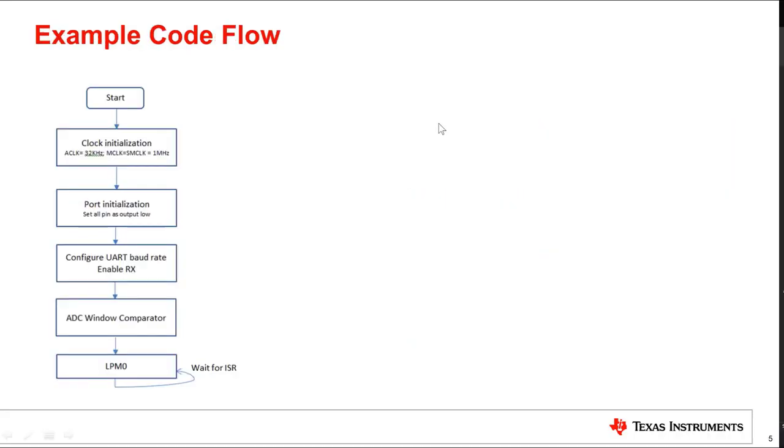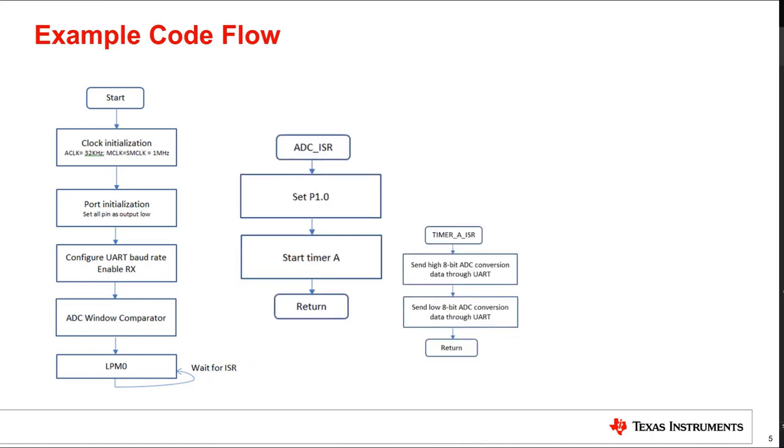Here you can see the basic example code flowchart. In the main program, after some initialization, the microcontroller enters a low power mode and waits for an interrupt request that can be triggered by various peripherals. The first interrupt request comes from the ADC after the threshold is met. In the interrupt service routine, or ISR, we turn on the LED and start one of the timers on the MCU. It will continuously send ADC conversion data to the GUI until the device resets.